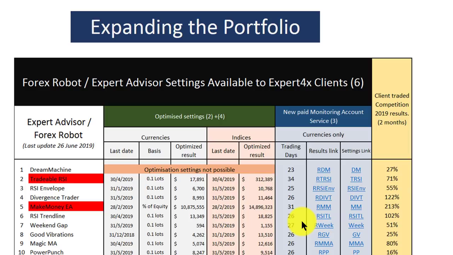It takes quite a long time to set these accounts up, get them trading and decide on settings for these particular areas. But once they're going, our paid clients can see these settings, they can see the results that we're achieving, and hopefully we can get some actual results that move towards these results shown here in the optimization phase.